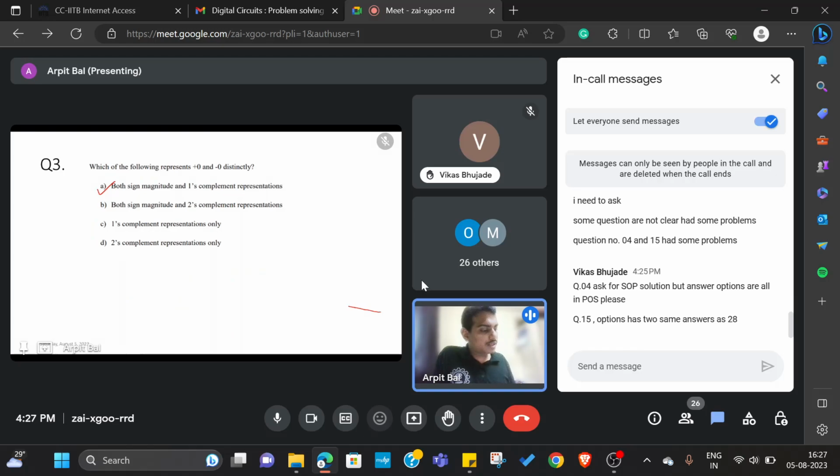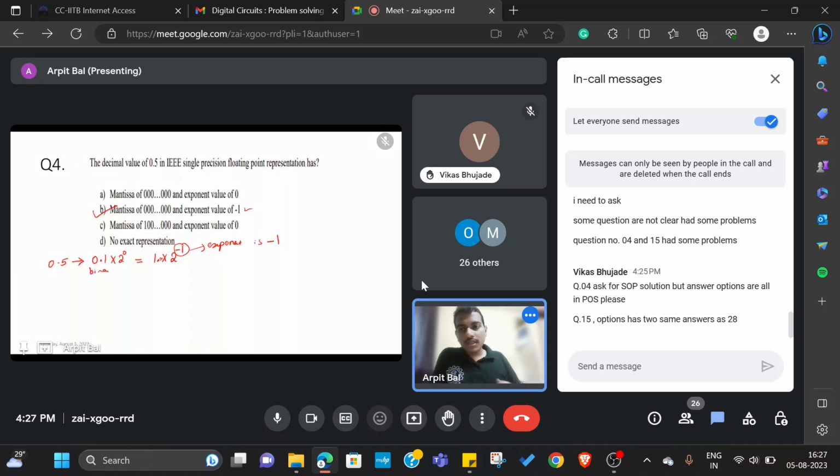Okay, so this is question 3. It is just a factual question. It says which of the following representations have plus 0 and minus 0 distinctly. So it is only in sign magnitude and 1's complement representation.